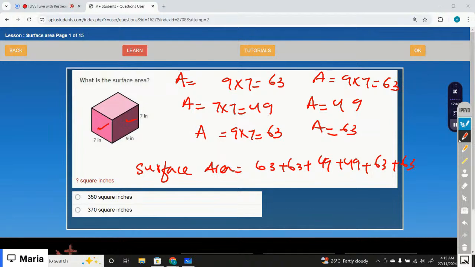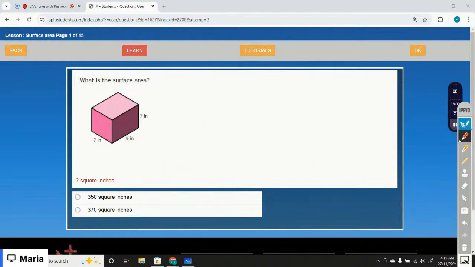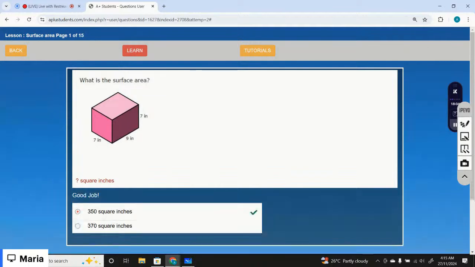You simply have to add the area of all the faces. The sum of all these values is 350 square inches. Option number one is the correct option, that is 350 square inches. Got it? Option number one is the correct option.